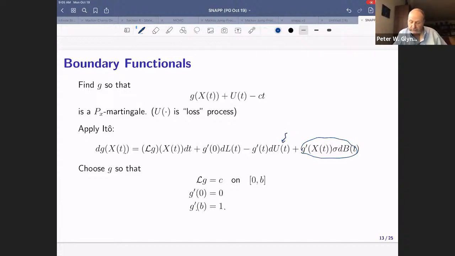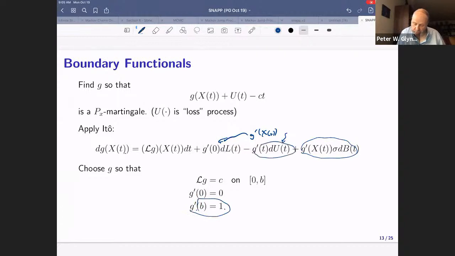By putting g'(b) equal to 1, remember, U(t) only increases at the boundary B, so dU(t) is only positive when X(t) is equal to B. This should, by the way, be g'(X(t)) sitting here, as also with the dL(t) term. And that means that we can make this term equal to minus dU(t) if we put g'(b) equal to 1.